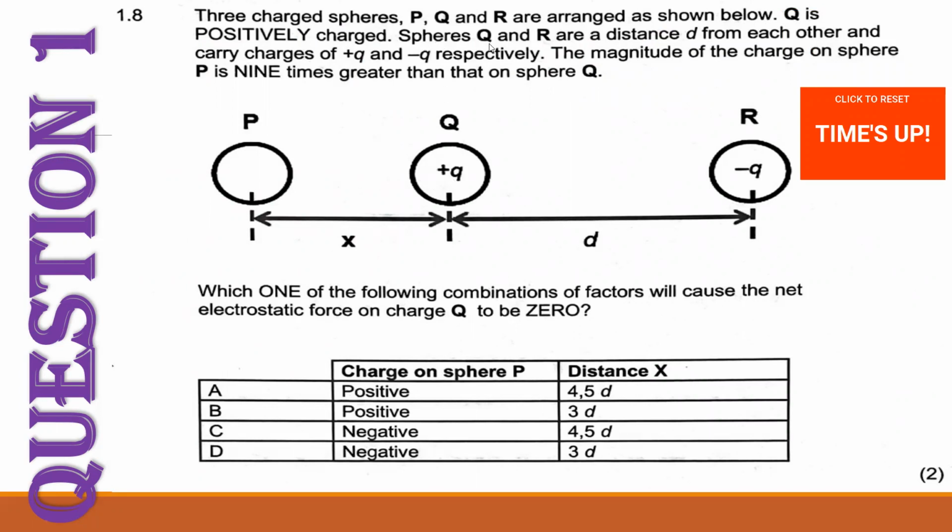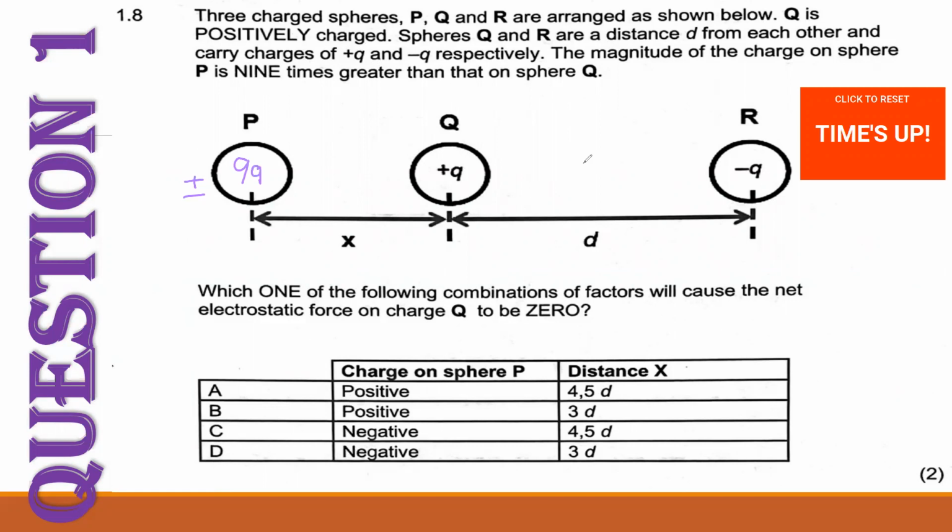Spheres Q and R are distant from each other by D, and R is negative Q. The magnitude of charge on sphere P is 9 times greater than that on sphere Q. It means the charge of P is 9Q, but we don't know whether it is positive or negative. They said 9 times greater but didn't say negative or positive, so we'll work on it and figure it out.